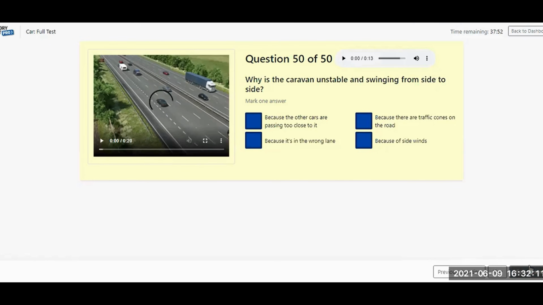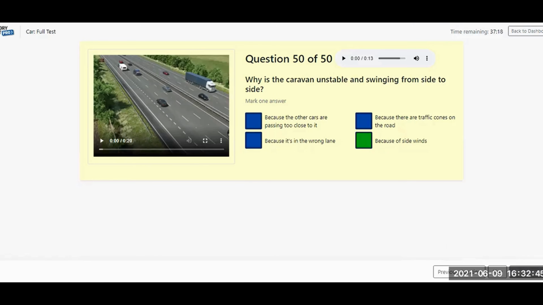The caravan starts to swing from side to side. What should the driver do? You just need to slow down. Why is the caravan unstable and swinging from side to side? Because the side winds are making it move from side to side. But again, watch the video, read the question, then give the answer, because what if they're asking you something different in that video. Okay, so that's 50 by 50 questions.